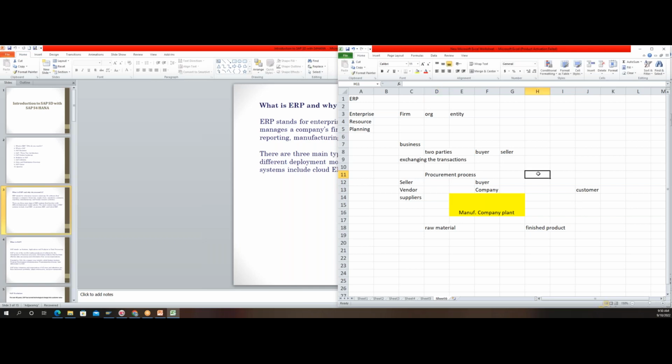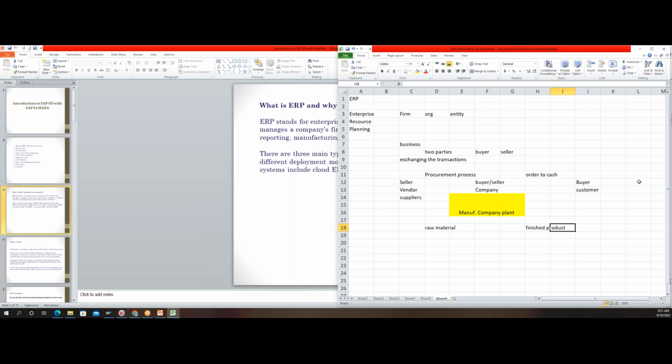And in the order to cash process, the company is a seller and a customer is a buyer. What is a customer? A customer is a buyer. All right. Now, what is the company selling to a customer? The company is selling the finished product to a customer and the customer is buying it from them.